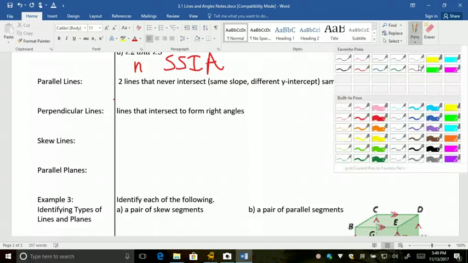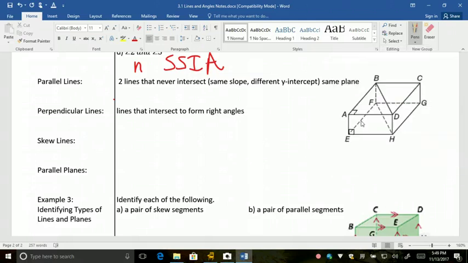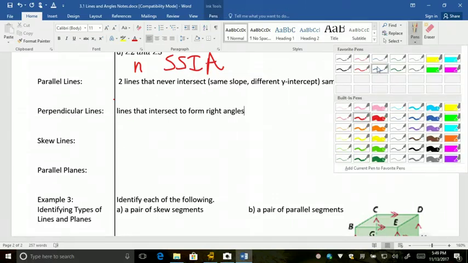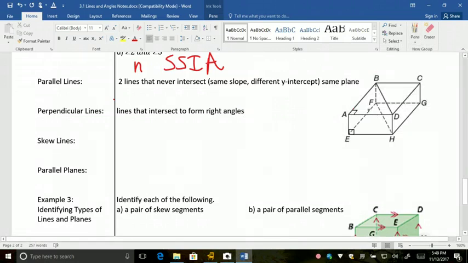For parallel lines, by the way, we actually mark our parallel lines with arrow marks. If this is parallel to this, they would have arrows indicating that they are parallel. And if CD and GH are parallel, they're not parallel to AD and EH, so they'd have double arrows showing that they're parallel to each other and not to AD and EF. So if you're looking for parallel lines, you're looking for arrows.